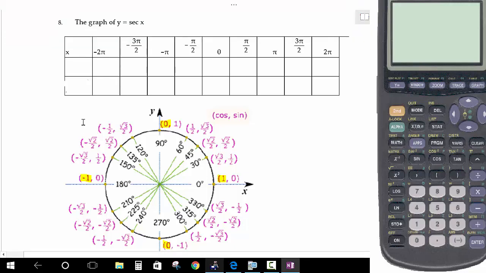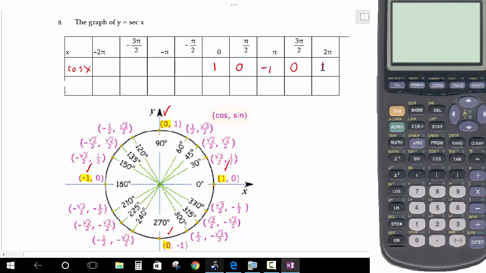Okay, so the first thing we're going to do is the cosine of x. So let's go to the unit circle and get that put together. The cosine of 0 is 1. Cosine of pi over 2 is 0. Cosine of pi is -1, like that. Cosine of 3 pi over 2 is going to be 0. And the cosine of 2 pi is going to be 1, like that.